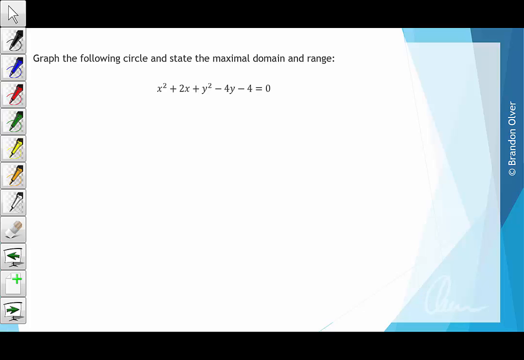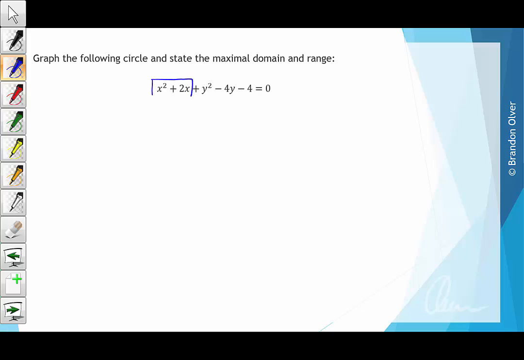In this video, we're asked to graph the circle x squared plus 2x plus y squared minus 4y minus 4 equals 0 and state the maximal domain and range for the relation. The first thing you'll notice is that it is not in a form where we can immediately see the center and radius of the circle. So what we need to do is complete the square with respect to x and y.